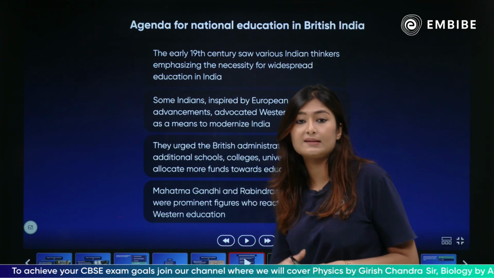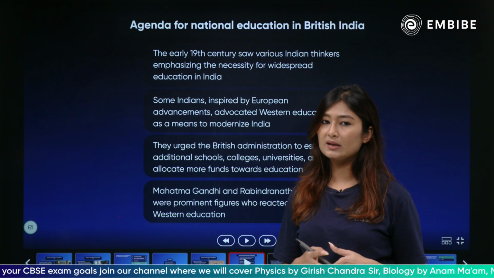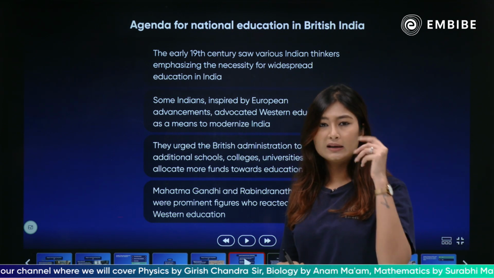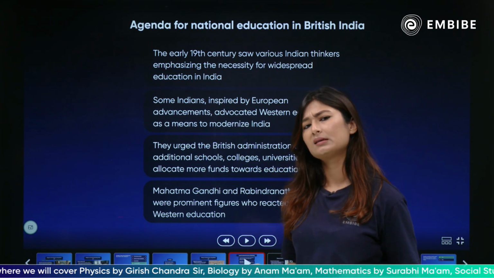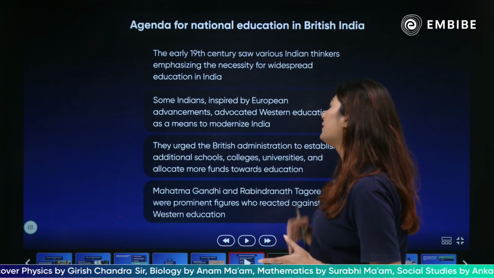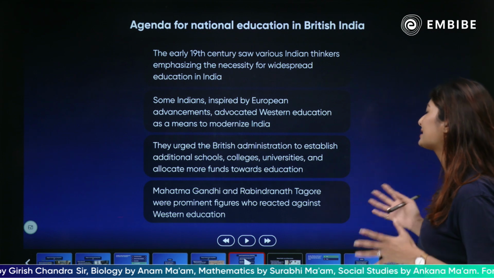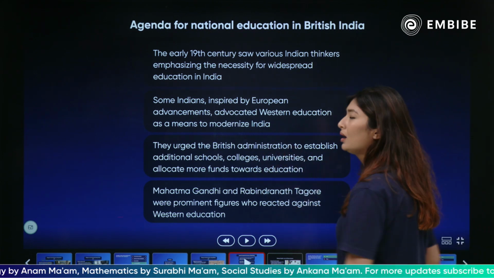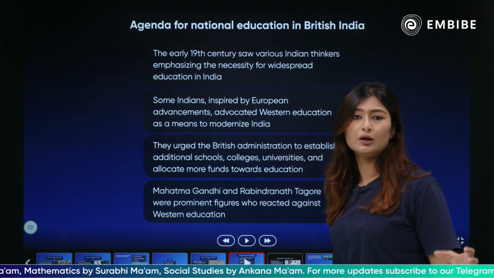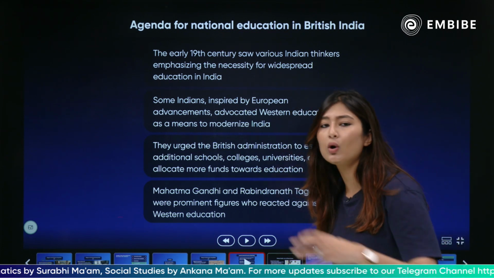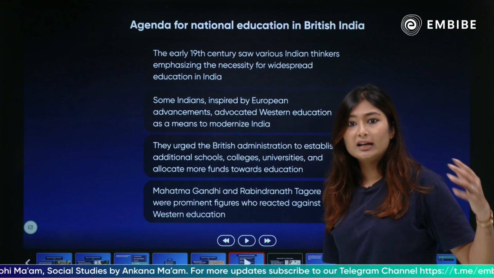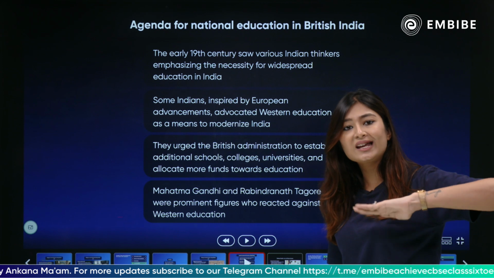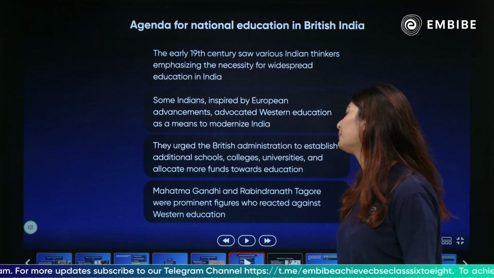So there were Indians who felt that, yeah, this system is good, this system is better, Western people are more modernized, they're more smart, they're more learned, and we would want to implement this. हमें ऐसे ही आगे बढ़ना है. They urged the British administration to establish additional schools, colleges, universities, give more money. तो वो कहने लग गए कि आप अच्छा कर रहे हो, you're doing good for us, why don't you bring more schools, buildings and organizations like this, give us more money to grow this further ahead, और scale up करते हैं और बढ़ाते जाते हैं.